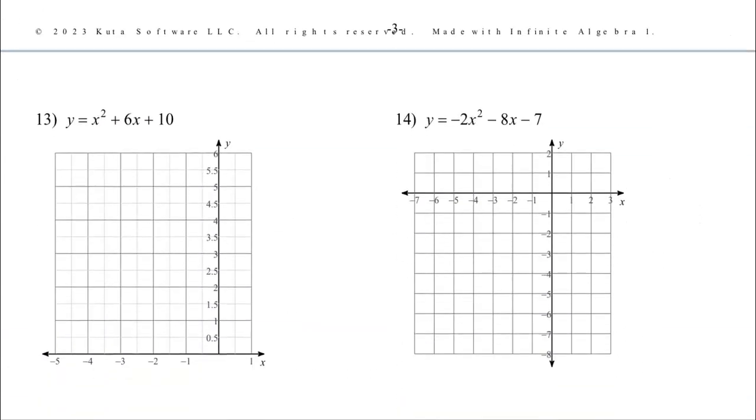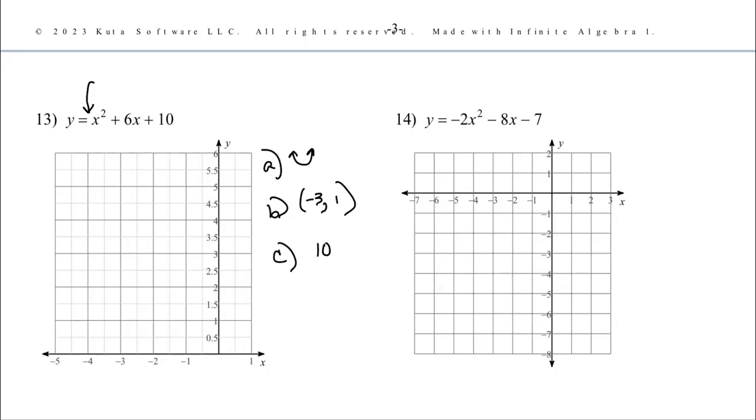Okay, that brings us to 13. Your function has a positive leading coefficient, so therefore it's going to be up, up. And remember, the leading coefficient is right here. It's a positive. And then your vertex for number 13 is going to be -3, 1. Okay, and your y-intercept is going to be 10.